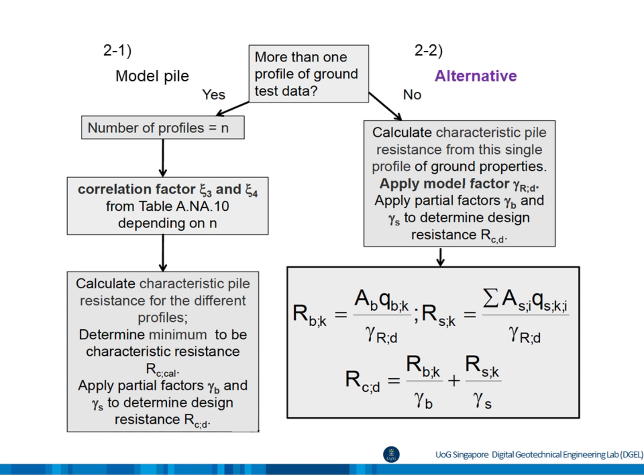This slide shows the flowchart for the model pile method and the alternative procedure. If we have more than one set of ground test results, we can use the model pile method, applying correlation factors and then partial factors. If data are limited and we have only one ground test result, we use the alternative procedure. In that case, we apply a model factor and then the partial factors to obtain the design compressive resistance.